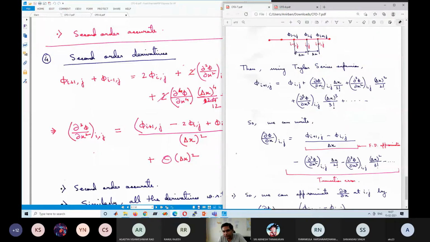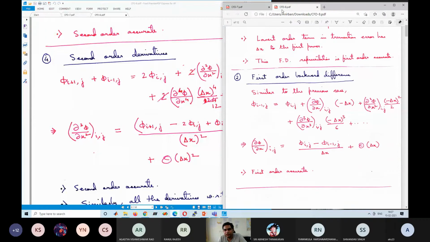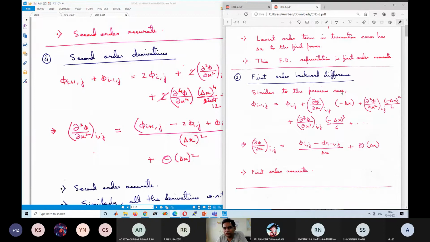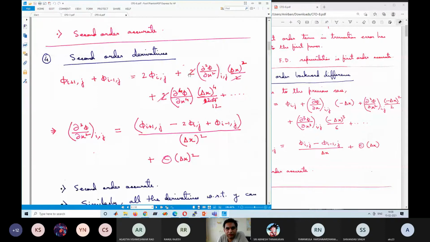first order term here? Del phi del x into delta x. The other case we have del phi del x into minus delta x. So this gets cancelled when you add together. So this term is not present. So the next term that is present is the second order term. What is the second order term? Del square phi del x square into delta x square by factorial 2. Here also we have another del square phi del x square into minus delta x square by factorial 2. Minus delta x square is equal to delta x square. So we have 2 delta x square by factorial 2 into del square phi del x square. So this is what is shown here. 2 del square phi del x square ij into delta x square by 2.